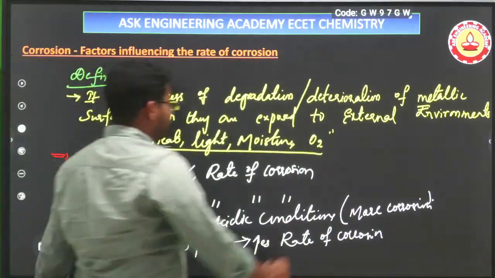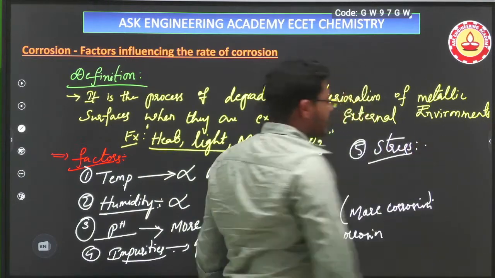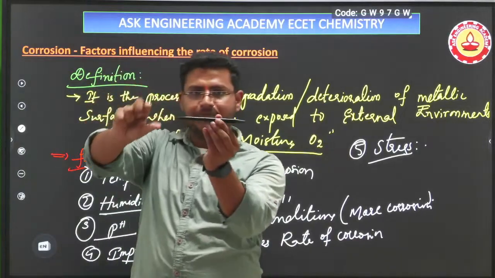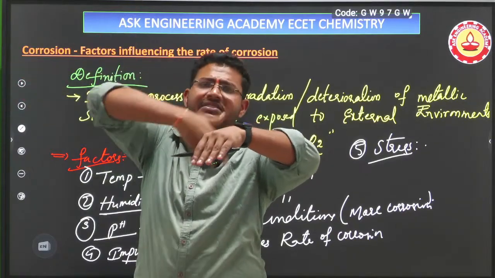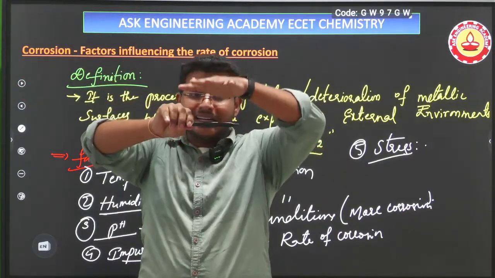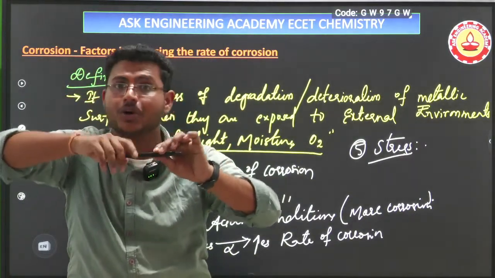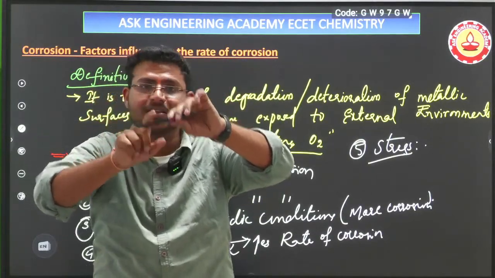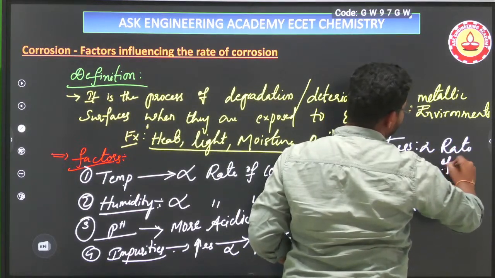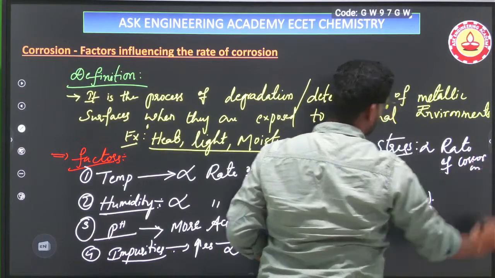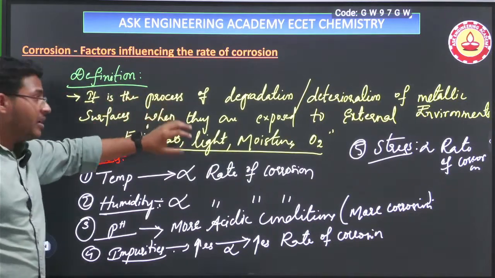And next, the fifth one is stress. Stress in the sense, for example, this is a metal. If we apply a lot of pressure or a lot of temperature or many kinds of external parameters on this metal, it experiences a certain amount of stress. Due to the increase of stress levels, the rate of corrosion of this metal also increases. That means stress is directly proportional to the rate of corrosion.